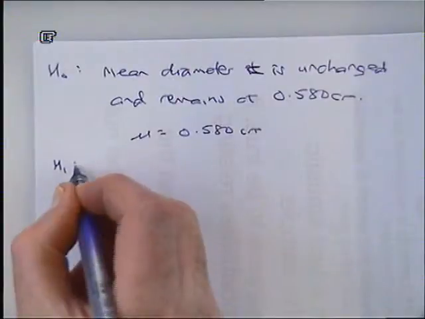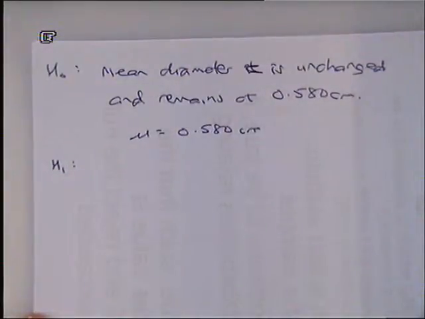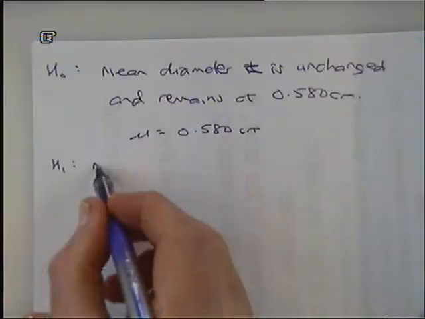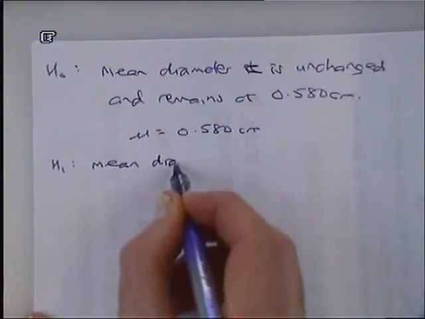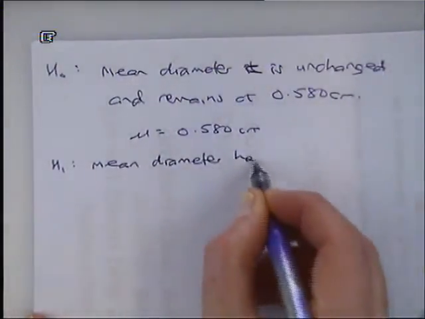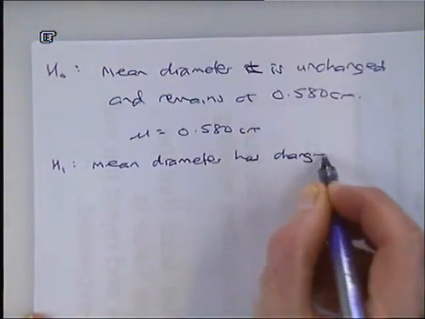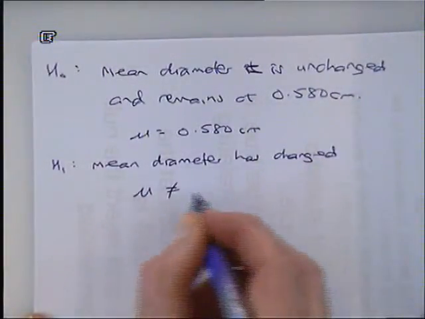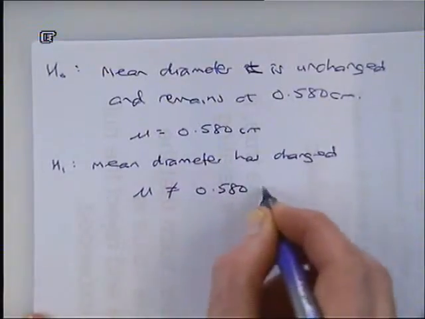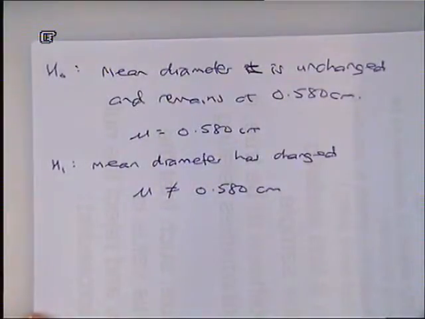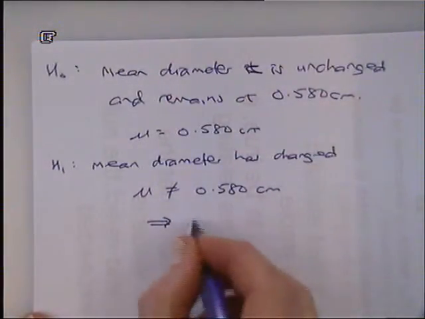So now we are looking at H1. You need to look at the question carefully. What will H1 be? Mu does not equal 0.580. Yeah, it just says test whether it's changed. They're not interested in whether it's got bigger or smaller, they're just interested in whether it's changed. So H1 is the mean diameter has changed. So in other words, mu is not 0.580 centimetres. Is this a one-tail or a two-tail test? It's a two-tail test.